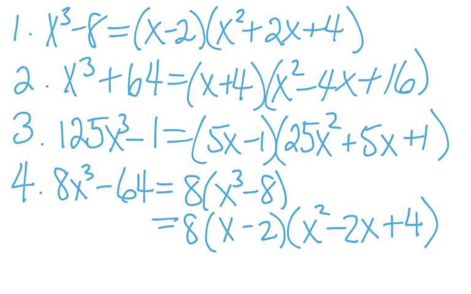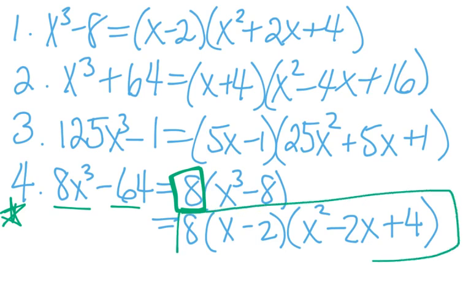So here are the answers to practice problems 1, 2, 3, and 4. Pay special attention to number 4. 8x cubed is a perfect cube and 64 is a perfect cube, but you still need to take out a GCF first in order to fully factor it. So pull out the GCF first so that you get the correct final and complete factorization.